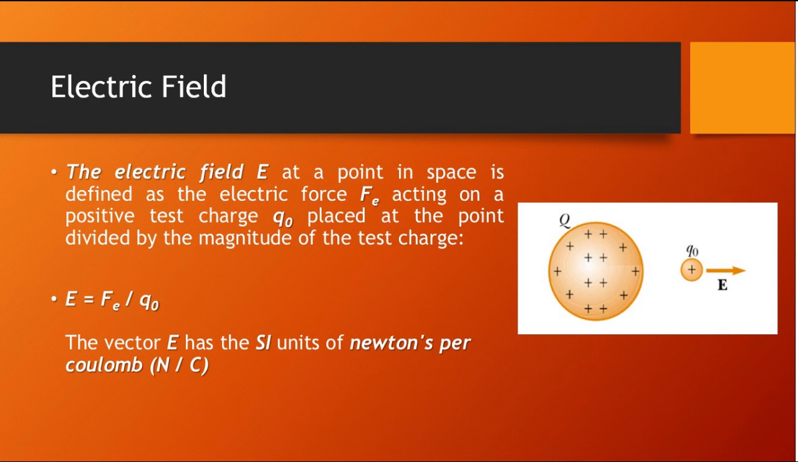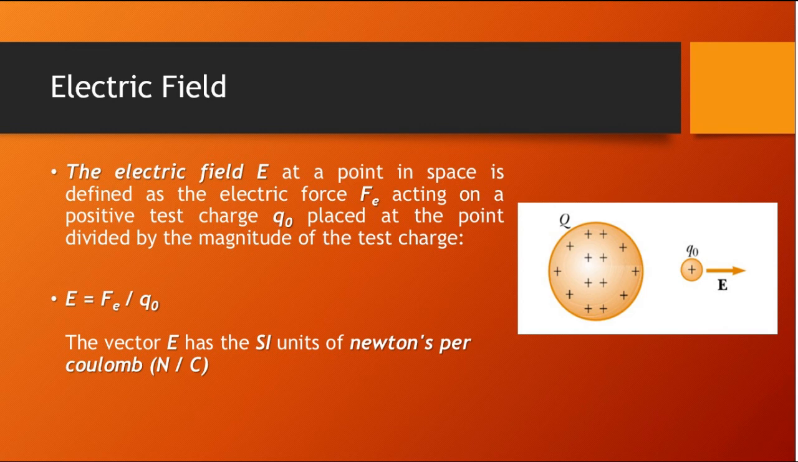As an example, consider a small positive test charge Q0 placed near a second object carrying a much greater positive charge Q. We define the strength, in other words the magnitude, of the electric field at the location of the test charge to be the electric force per unit charge. To be more specific, the electric field E at a point in space is defined as the electric force Fe acting on a positive test charge Q0 placed at the point divided by the magnitude of the test charge. That is, E equals Fe divided by Q0. The vector E has the SI unit of newtons per coulomb.